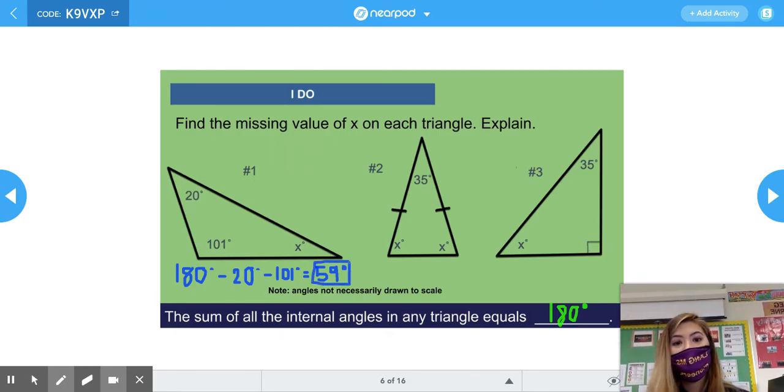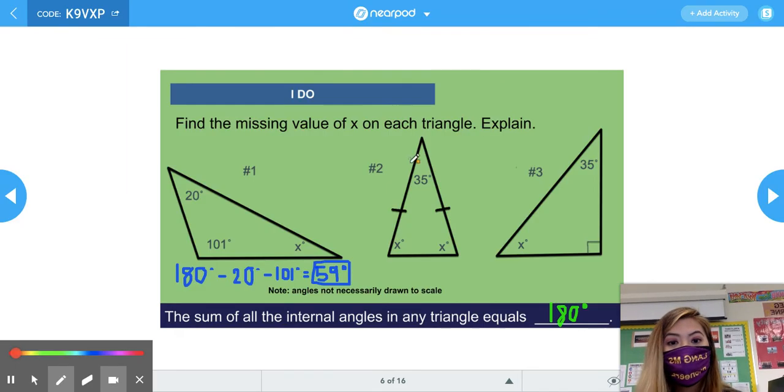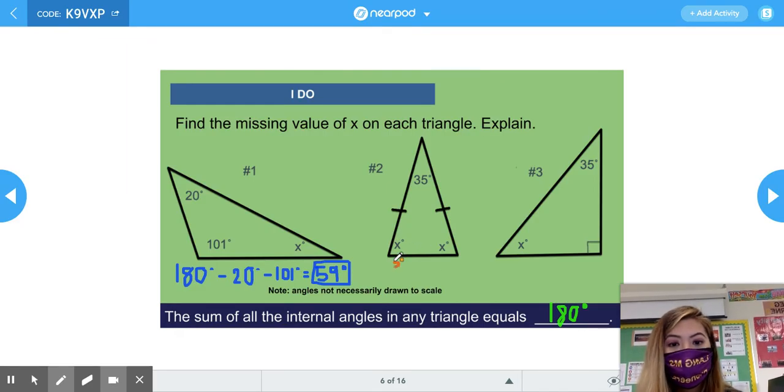59 degrees. Now for our next triangle, you can see that we're given one angle measurement of 35 degrees, and then we have two angle measurements that are x. So we can see that this is an isosceles triangle, which means that two angles or two side lengths are the same. And so to solve this problem, we're going to write an equation. We know that 35 plus x is equal to 180.